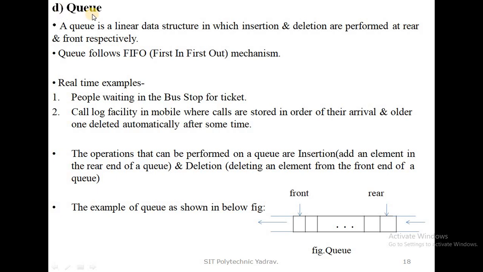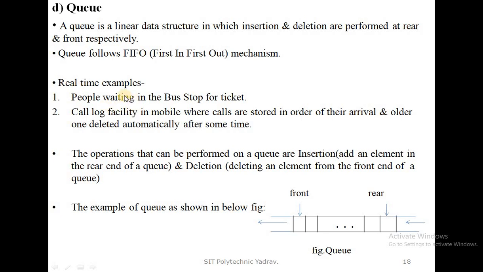Fourth point, queue. A queue is a linear data structure in which insertion and deletion are performed at the rear and front respectively. Means what? A queue is one type of linear data structure in which insertion and deletion operations are performed at the rear and front. Insertion of an element happens at the rear, and deletion of an element happens through the front. A queue follows FIFO, first in first out mechanism.